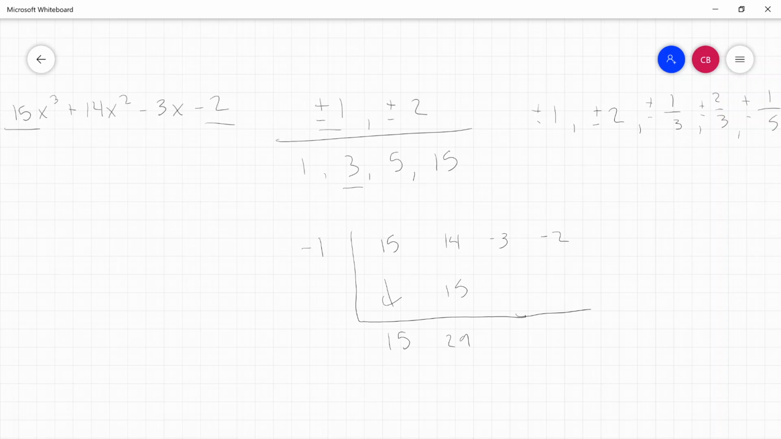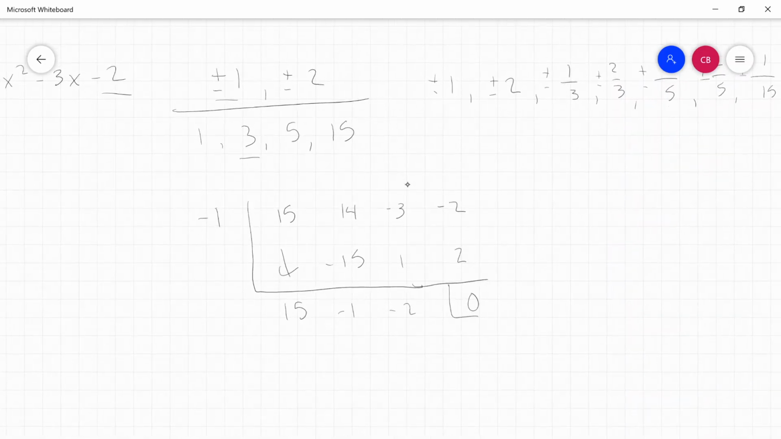If I do -1 here, this is -15. The reason I knew that 1 was too big is because 1 times 29 is going to be some big number. It's going to stay big, and then it's not going to make 0. You're trying to get a 0 for the remainder. That's the goal of this. If you get the 0, that means that it is a divisor, and therefore it is a factor. So this is -1. This is +1. That's -2. That's +2, and that is 0. So -1 works, which means x plus 1 is a factor.